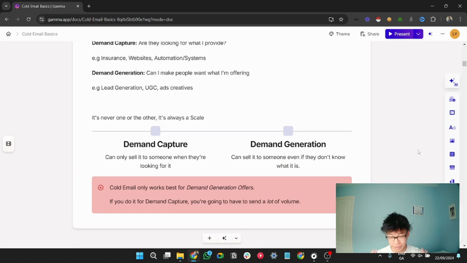So that's literally like that. This is the basics of business in general. I'm going through this because this is the basics of cold email, and I'm just going to let people marinate in this and figure it out. So cold email works best, we'll say best here, for demand generation offers.